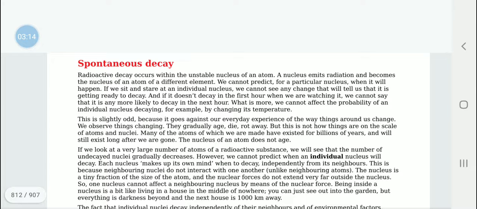Radioactive decay is when an unstable nucleus of an atom breaks apart while emitting radiation and becoming the nucleus of a different element. We cannot predict, and we can't see any changes that show that it is going to decay. That is, there are no signs being shown. So it can randomly happen.